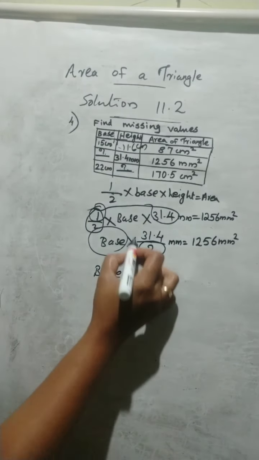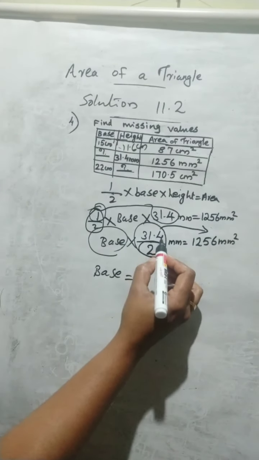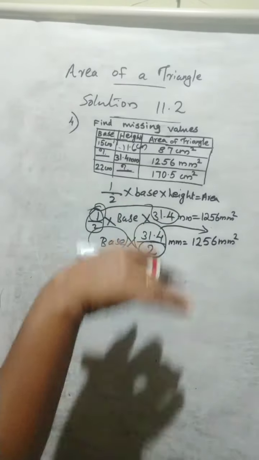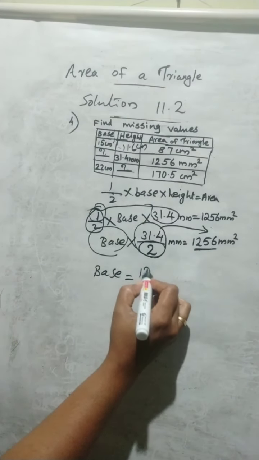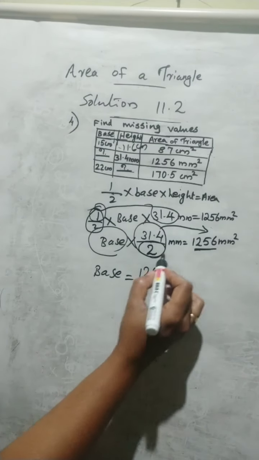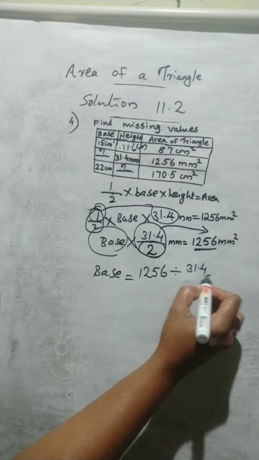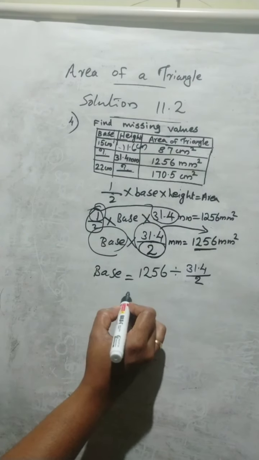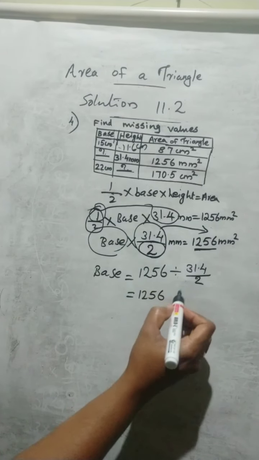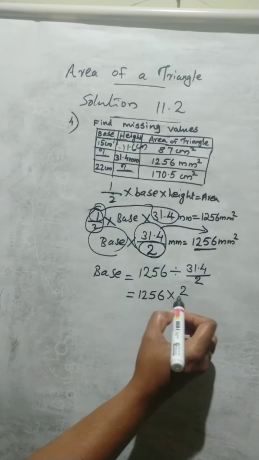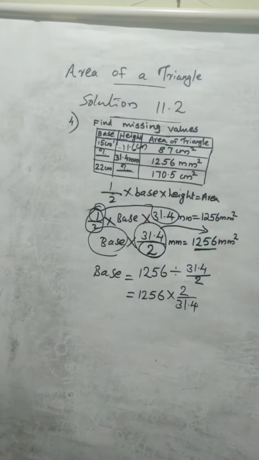Then we can take this 31.4 on 2 to the RHS side. So what is there on RHS? 1256. Here multiplying, so that will be division. 31.4 by 2. How can we do this? We have to take the reciprocal of the divisor. So 2 on 31.4. Clear?